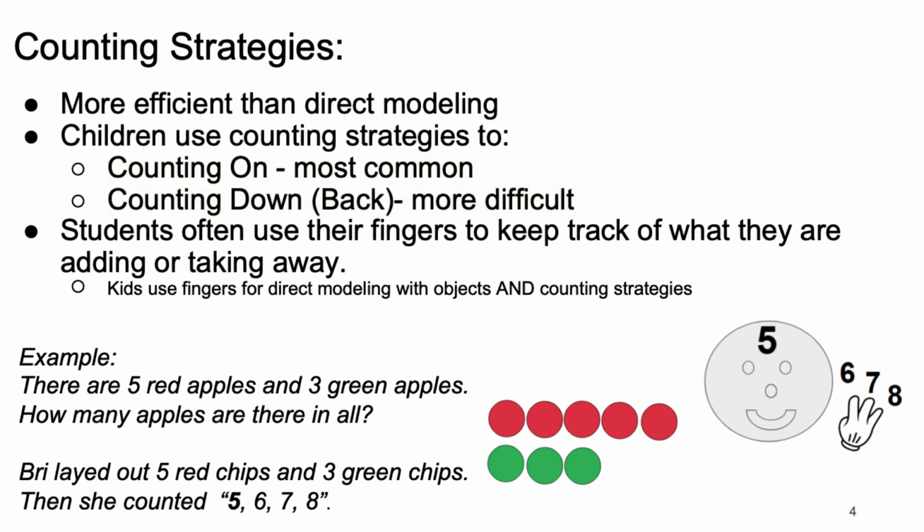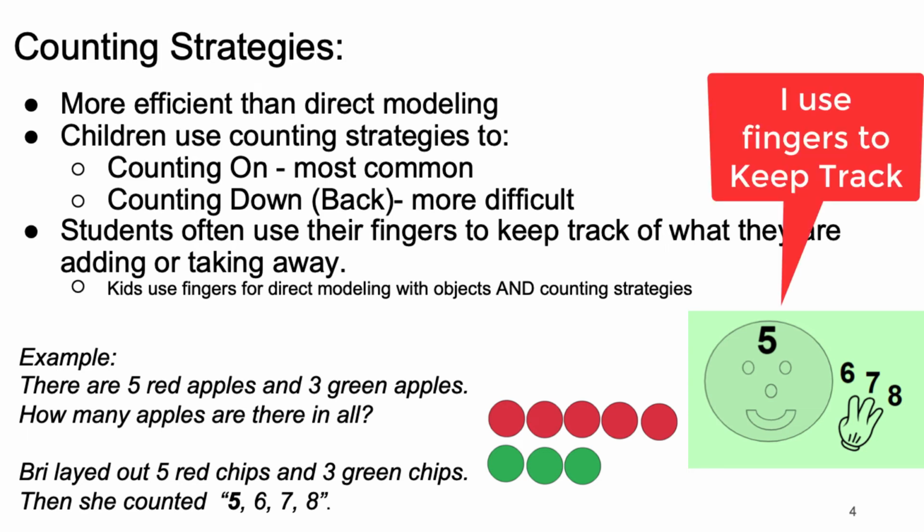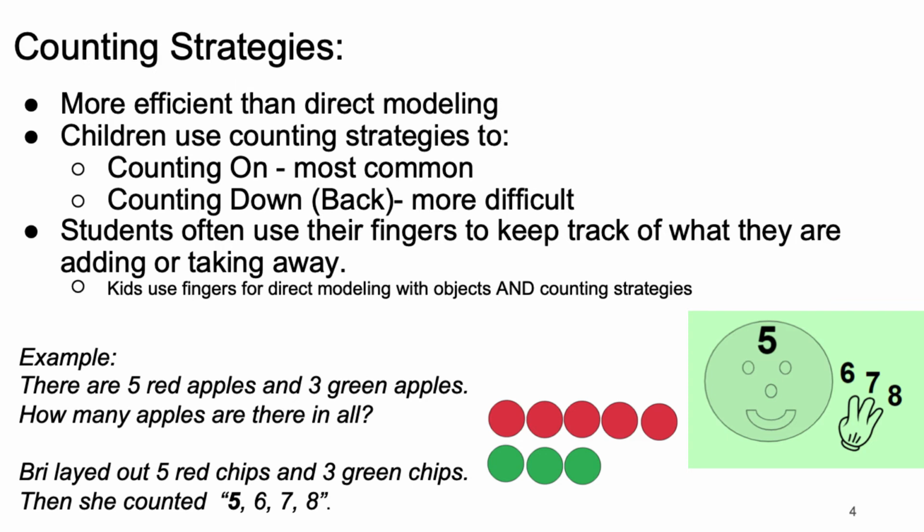Kids also use their fingers when they're using those mental counting strategies. For example, like this little picture shows, they might put 5 in their head and count on 6, 7, 8. So they're using their fingers in this case to keep track. Okay, so those fingers are used to keep track. And notice they didn't hold up 5 fingers and then 3 fingers. That would have been direct modeling. They just said, I put a 5 in my head and I counted on 6, 7, 8.